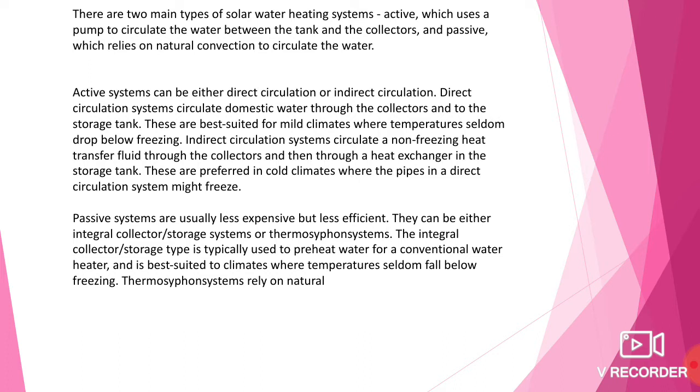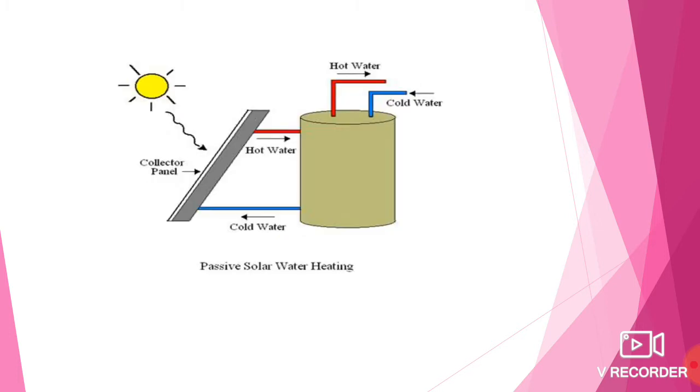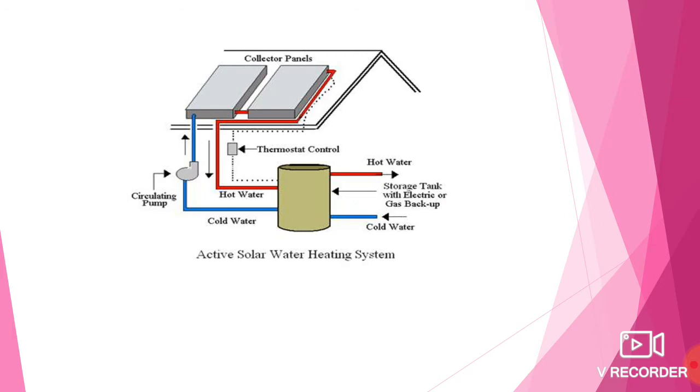The simplest type of solar water heater is the thermosiphon system. Some typical and commercial designs of solar water heaters are: one is a natural circulation solar water heater that is pressurized, second is a natural circulation solar water heater that is non pressurized, and the third is a forced circulation solar water heater. So we will see the active and the passive solar water heating systems. Here you can see the active solar water heating system, and this is the passive solar water heating system.